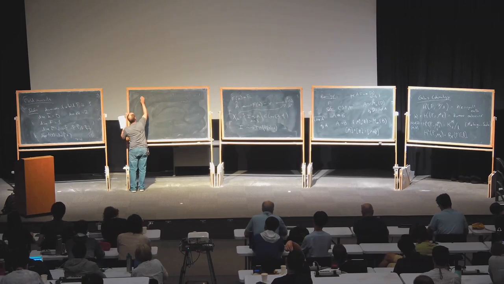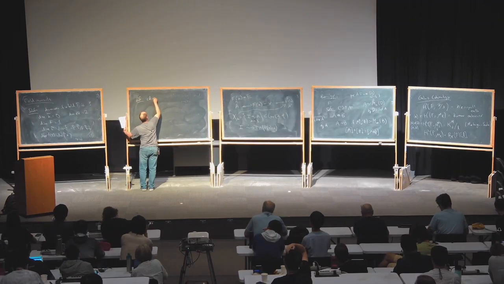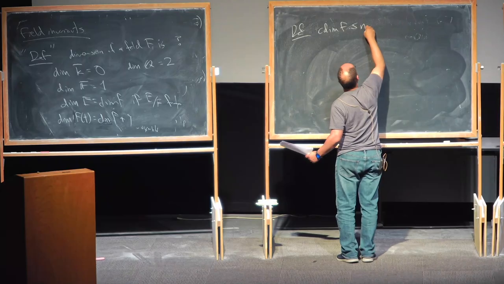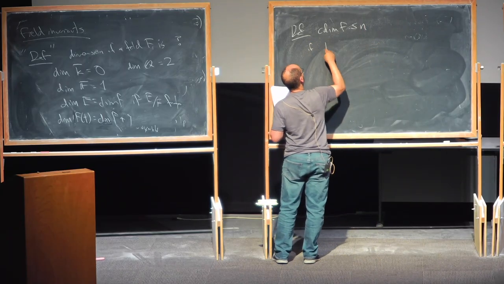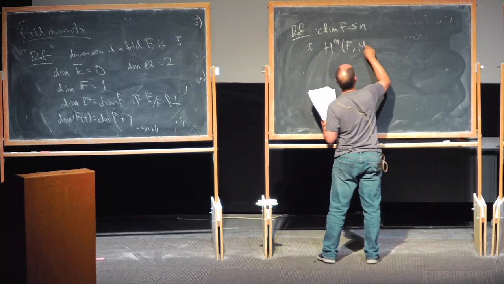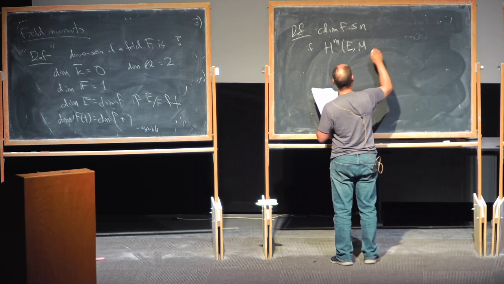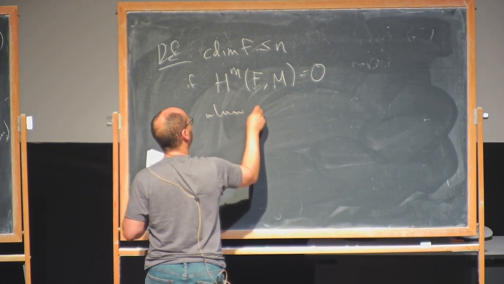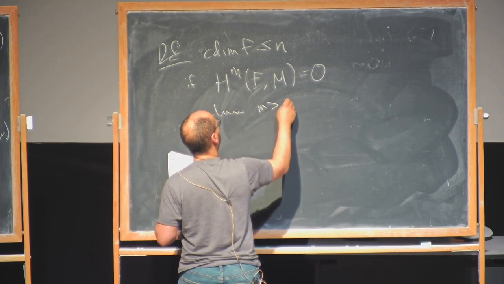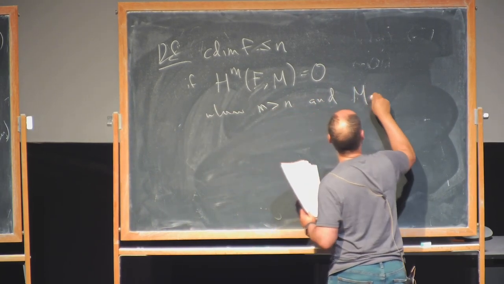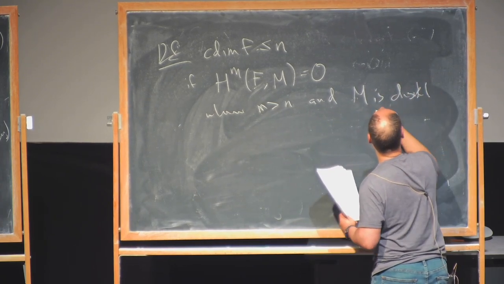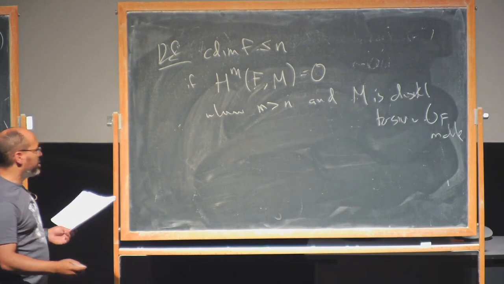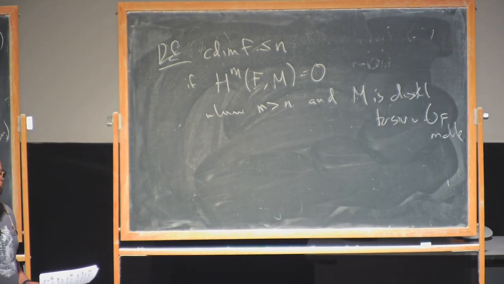So, on the one hand, there's the cohomological dimension. So we say that the cohomological dimension is less than n, maybe it's easier to say it like that, if H^m(F, M) is equal to 0 whenever m is bigger than n, and M is a discrete torsion Galois module. And so the cohomological dimension itself is the smallest number such that it's less than or equal to that number.